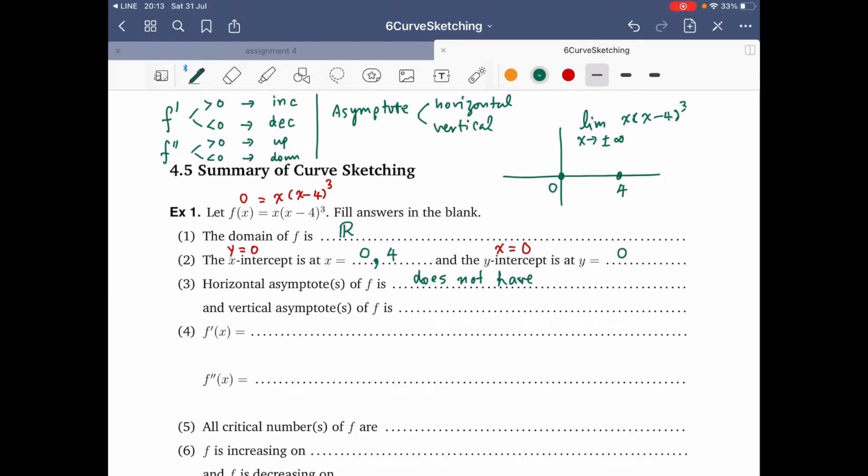So for the vertical as well, a vertical asymptote usually will be determined by the domain, okay. If you know there are no fractions here and your domain is the whole real number, then it means that you can find the y value for each and every x value on the real line. So there's no vertical asymptote, so this means that the vertical asymptote also does not exist, okay. So we don't have the horizontal and the vertical asymptote.